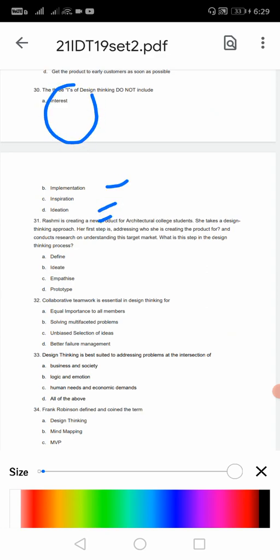31, Rashmi is creating a new product for architectural college students. So you can read this. For 31, the answer is C. So we should understand it, because understanding is here. So the word understand will come. You should know the requirements, needs of a customer.